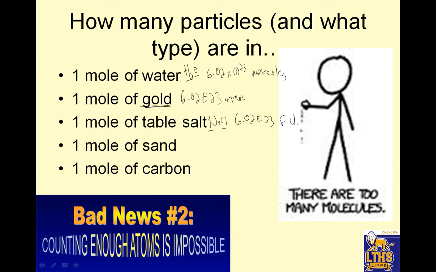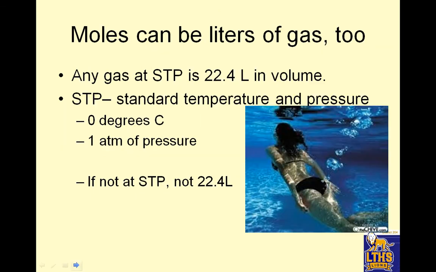Oh, yeah. One mole of sand. Sand, I don't know what sand, actually I do know what sand is. Sand is silicon dioxide. I'm looking at my periodic table. Silicon is on the nonmetal side. So we will say that there are 6.02 E23. We said nonmetals, so we'll call those molecules. And one mole of carbon, 6.02 E23 atoms. Okay, so we can never count them because there's too many.